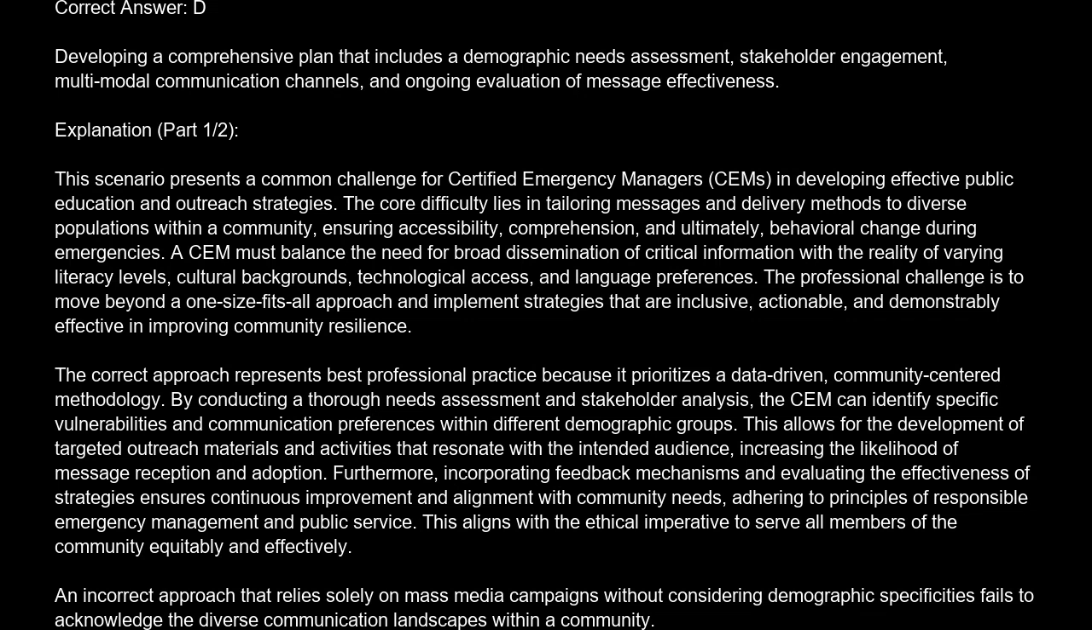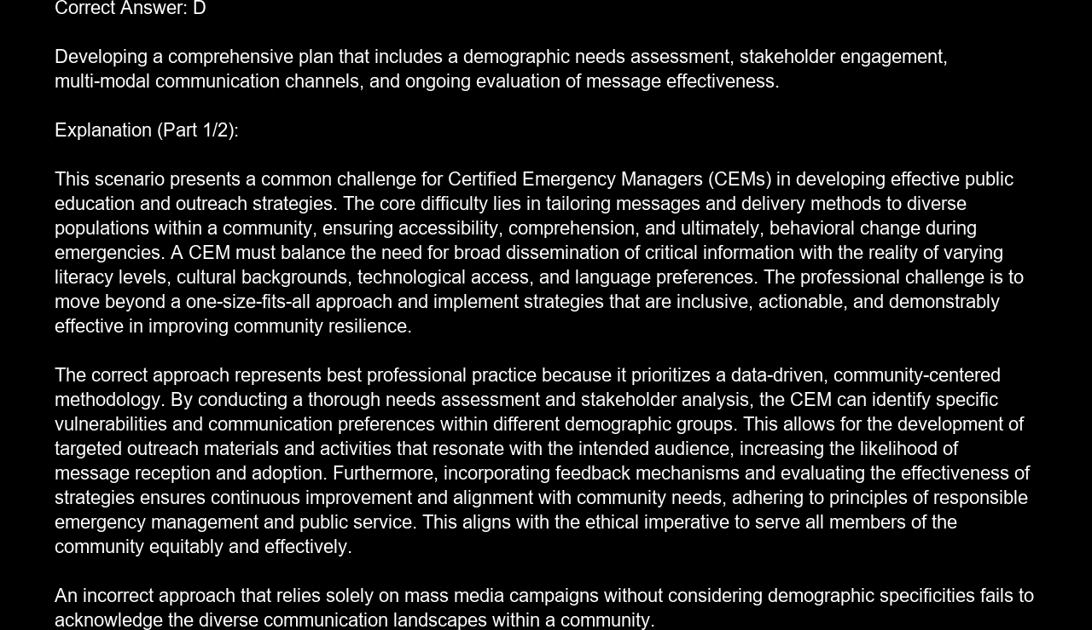Developing a comprehensive plan that includes a demographic needs assessment, stakeholder engagement, multimodal communication channels, and ongoing evaluation of message effectiveness. Explanation. This scenario presents a common challenge for certified emergency managers, CEM, in developing effective public education and outreach strategies. The core difficulty lies in tailoring messages and delivery methods to diverse populations within a community, ensuring accessibility, comprehension, and ultimately, behavioral change during emergencies.